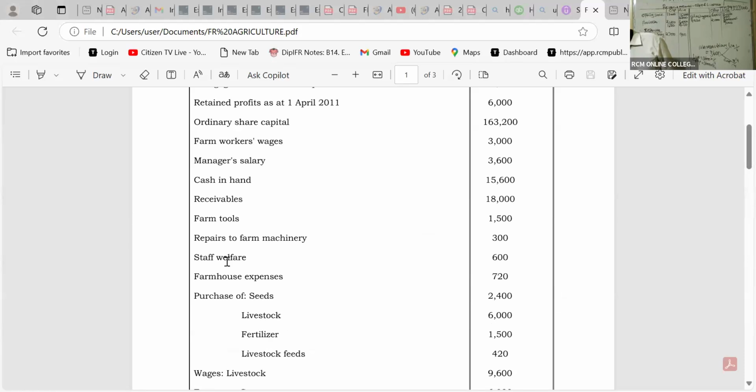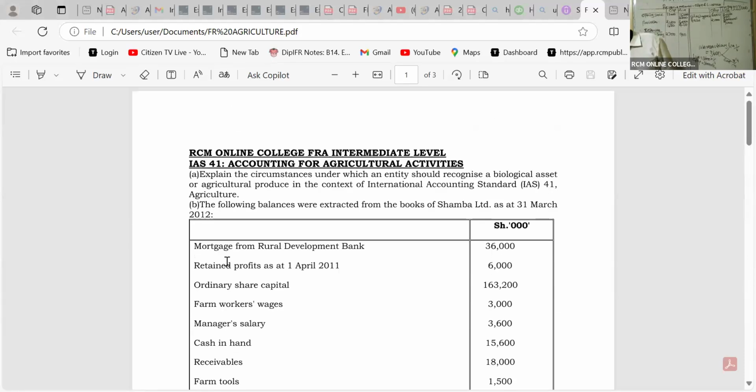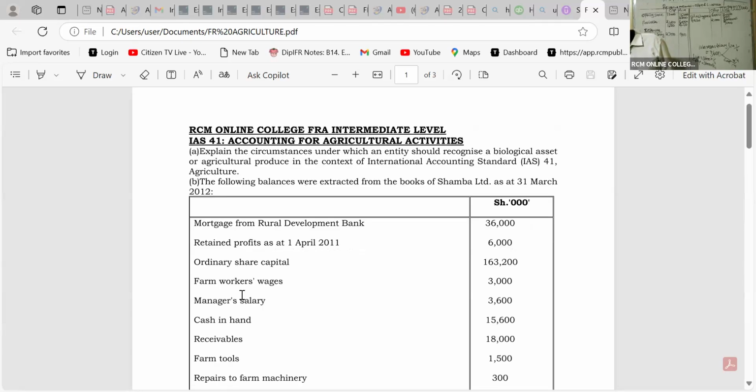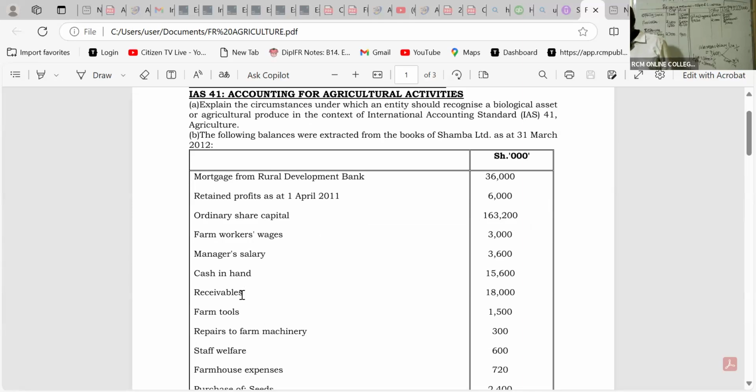For other expenses, just be very keen. We have farm worker wages and manager salary, leave those out. Cash in hand is not an expense. Receivables will go to the statement of financial position. Farm tools are our assets in the farm. Then we have repairs to farm machinery. Which biological asset does it belong to? It's a general expenditure. This will go to our income statement.